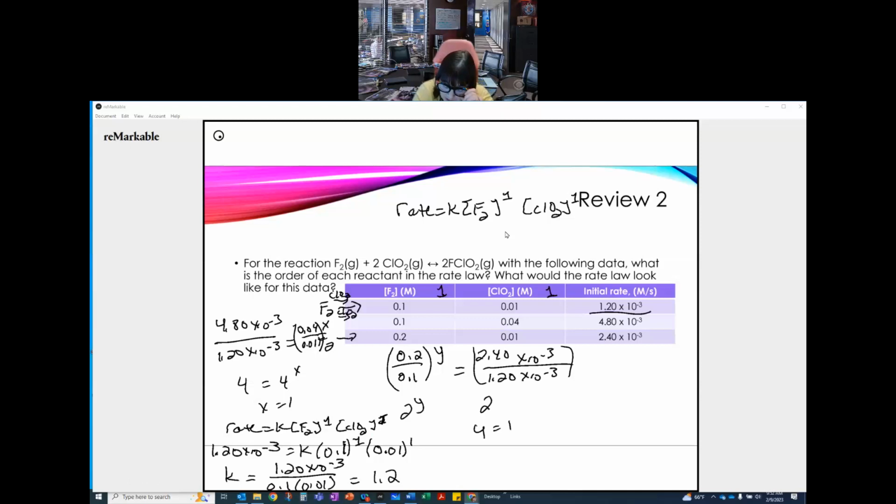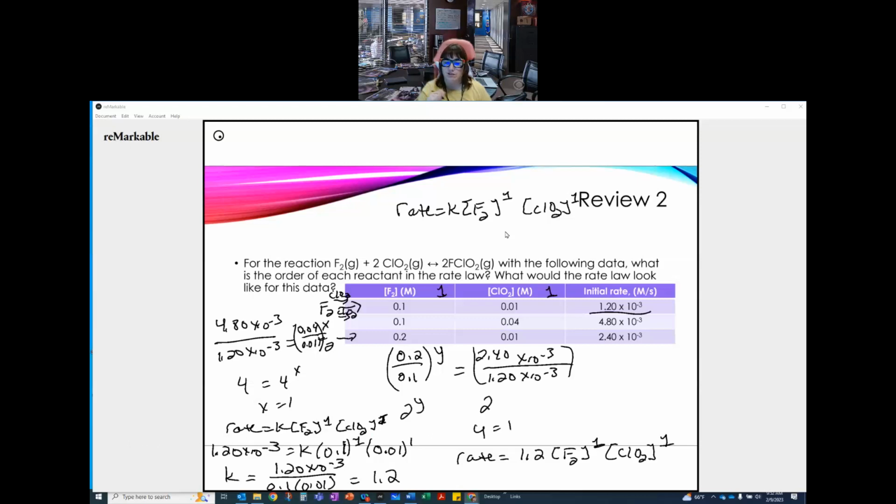Now, I know that this rate is in molar per second, so I can find the units for k if I really wanted to. I am not concerned that you know what those units are. All I care about is that you can find the value and that you know where to put it. So rate equals 1.2 times F2 to the first times ClO2 to the first. So that's the rate law for this particular set of data.